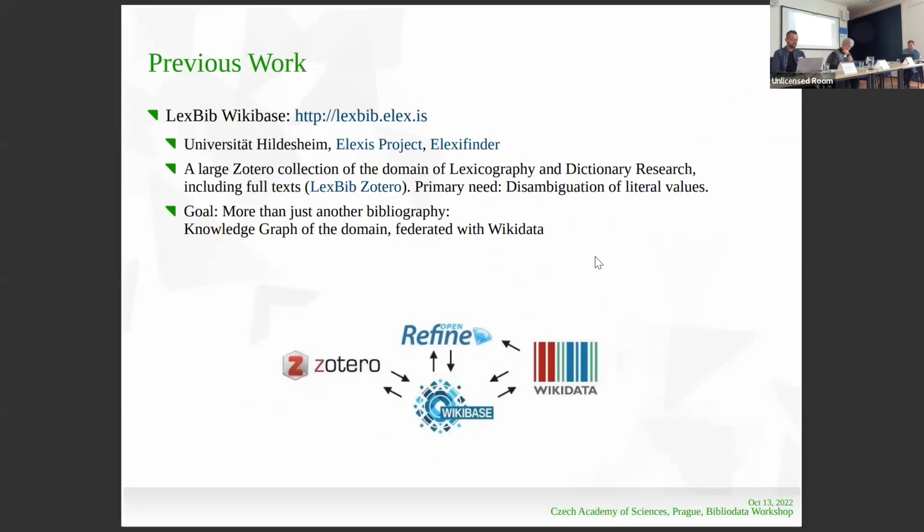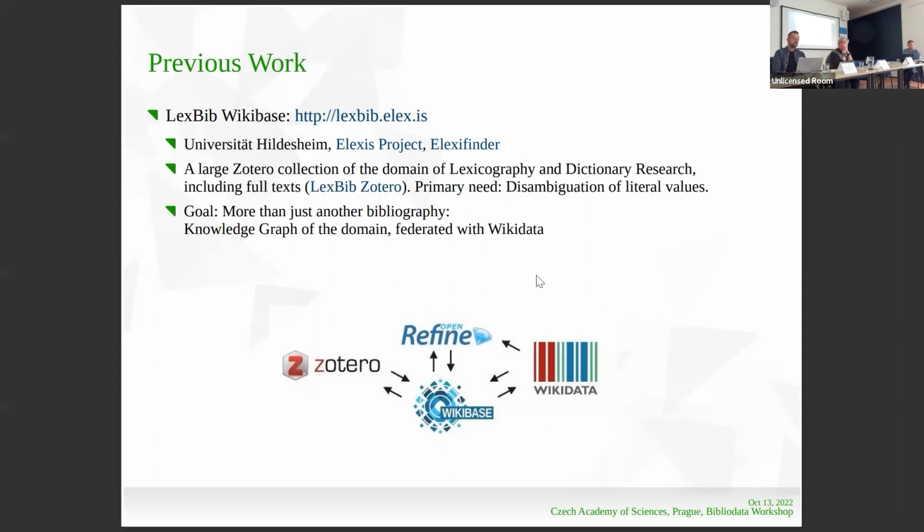Okay, so some previous work on this. The one that is most advanced is the LexBib Wikibase. You might visit this under this address. This has been developed in the framework of the LexBib project. What we had there was a large Zotero collection of lexicographic articles, we're talking about the domain of lexicography here, including full texts. You might visit that here.